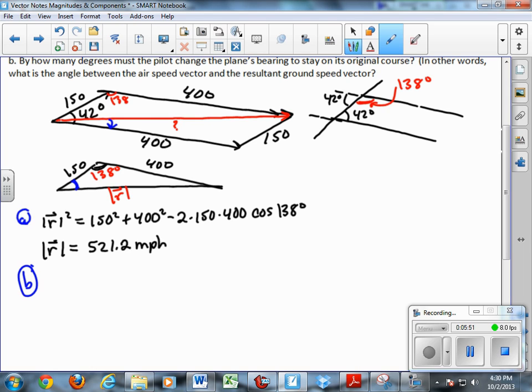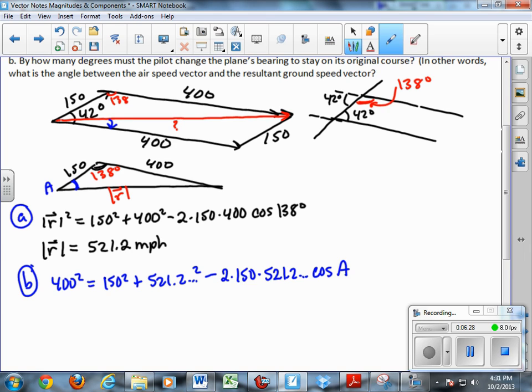Let's make that A so it's actually legible. Part B then, I could set up as 400 squared is equal to 150 squared plus 521.2... squared. I would get that from my calculator in the unrounded form. Minus 2 times 150 times 521.2... cosine of, we don't have the name for that. Why don't we call that A? Cosine A. So we're trying to find that.